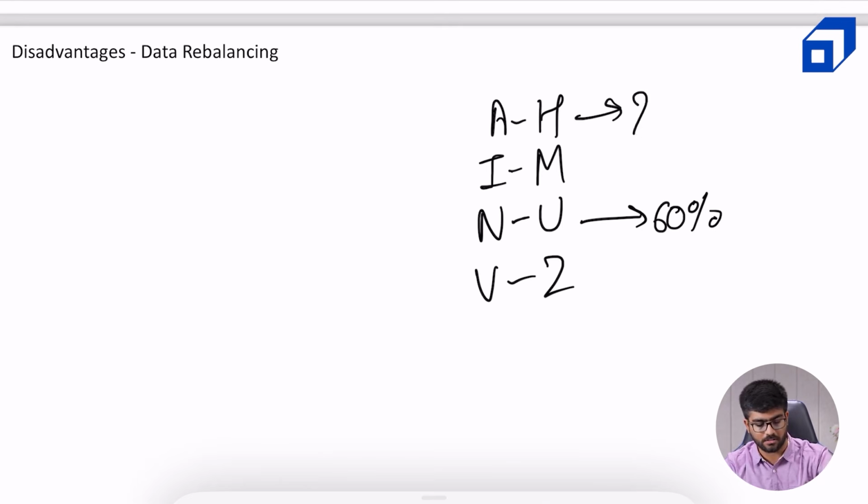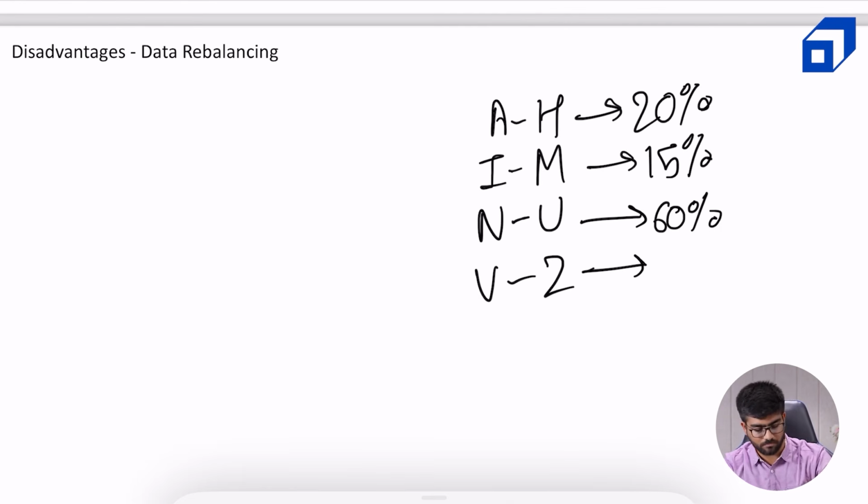A to H contains another 20%, and I to M probably another 15%, and V to Z, it's a rare name. We won't have a lot of names starting with X, Y, Z and so on. So how much is remaining? This is 80, 95, and 5% is remaining.